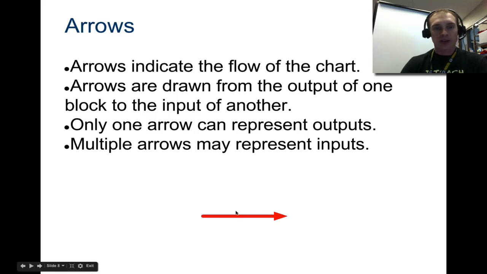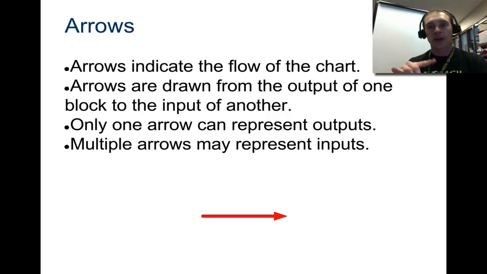And arrows tell you where to go. So they indicate the flow. They're drawn from the output of one to the input of another. Only one arrow can represent the output, but multiple arrows may represent the inputs. So you may have many things going into a box from different processes, but only one thing is going to go out. And the way that would work is if you have a rhombus before it that allows the diamond that allows a yes and no answer, and then they could come back together again.